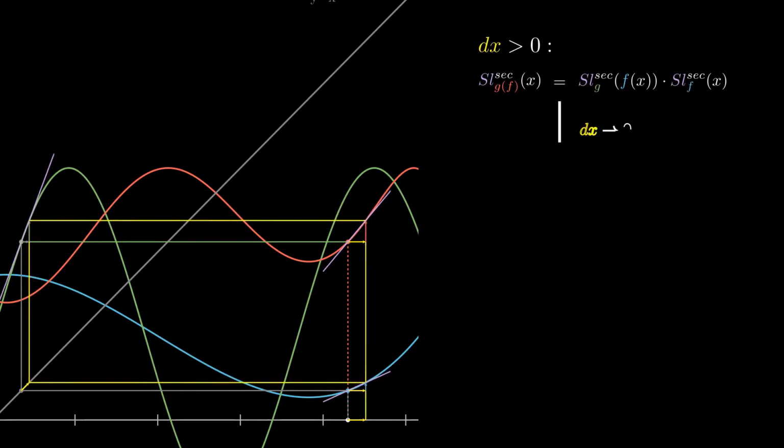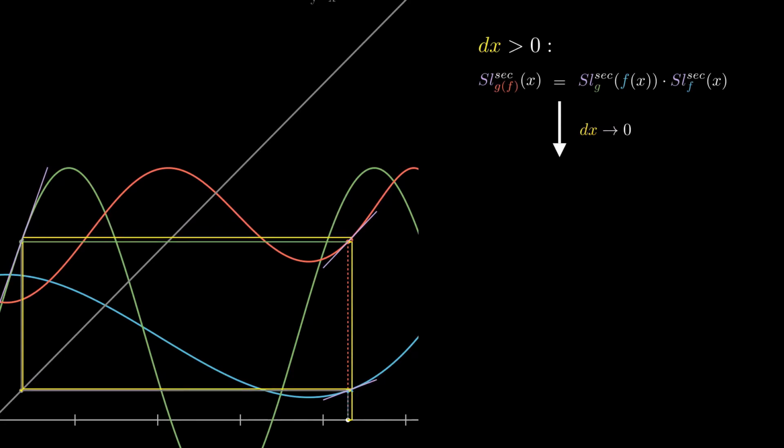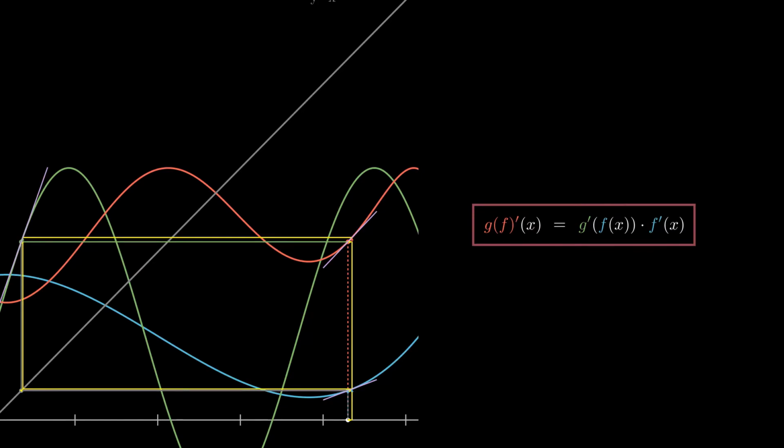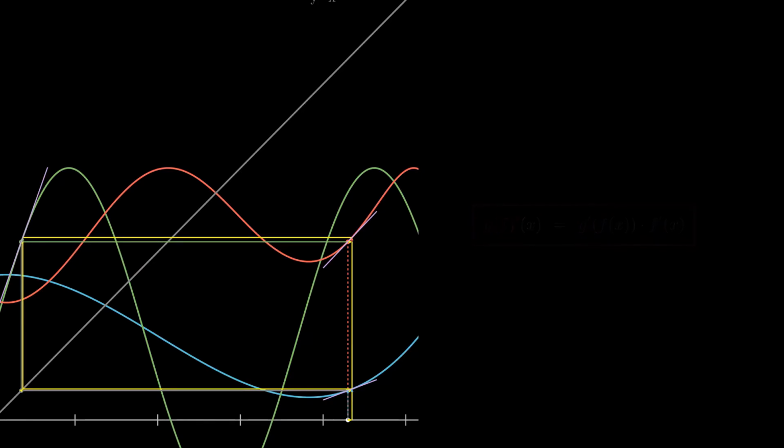Now let's look at what happens to the different parts of the equation in the limit process. The slope of the secant of g of f at x approaches the slope of the tangent at this position. Likewise, the secant slopes of g at f of x and of f itself at x approach their tangent values. But the slope values at all the respective horizontal positions are just the derivative values. And there we have it, the formula for the derivative of a nested function. Pretty hand-wavy and informal, but hopefully providing a little more visual intuition.